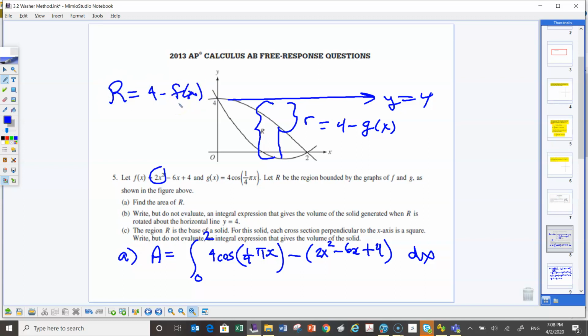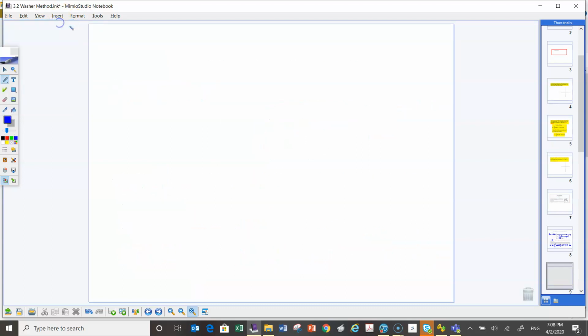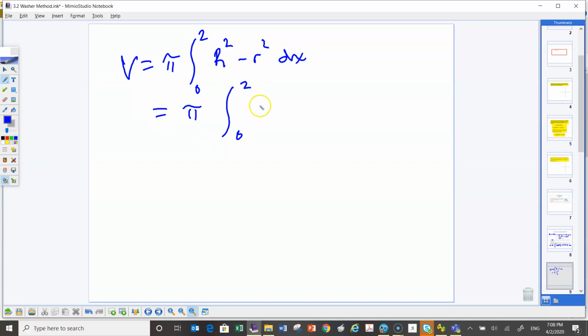Okay, so question B is asking us to write an integral expression, but we don't have to evaluate it. So if I set up the integral to find the volume, it is going to be pi times the integral from 0 to 2 of my outer radius squared minus the inner radius squared dx. My outer radius was 4 minus f of x, and we have to square that entire thing. Subtract the inner radius, which is 4 minus g of x, all squared, with respect to x, and that would be your final answer.